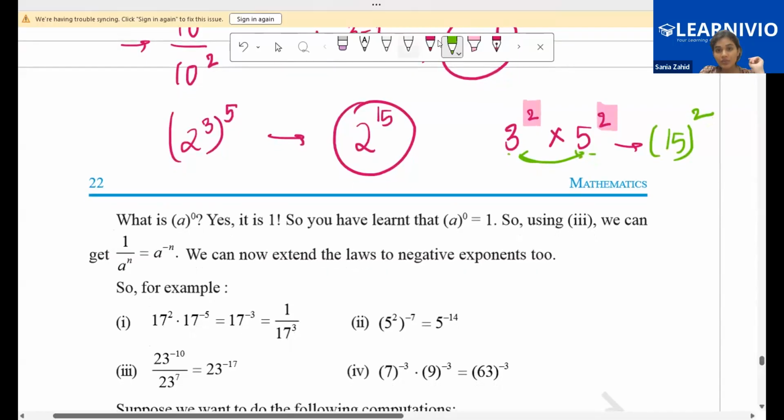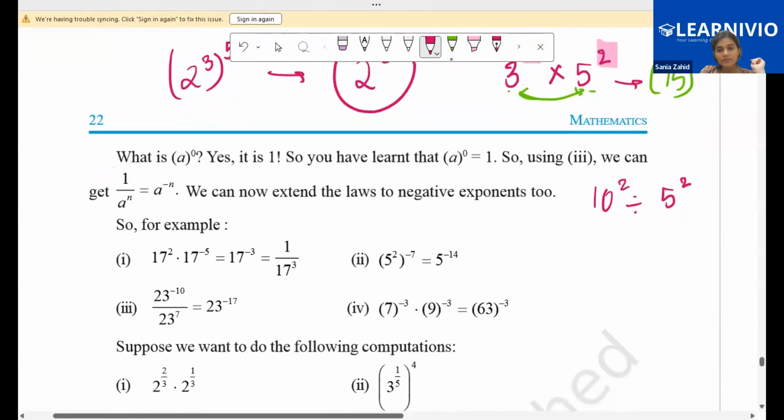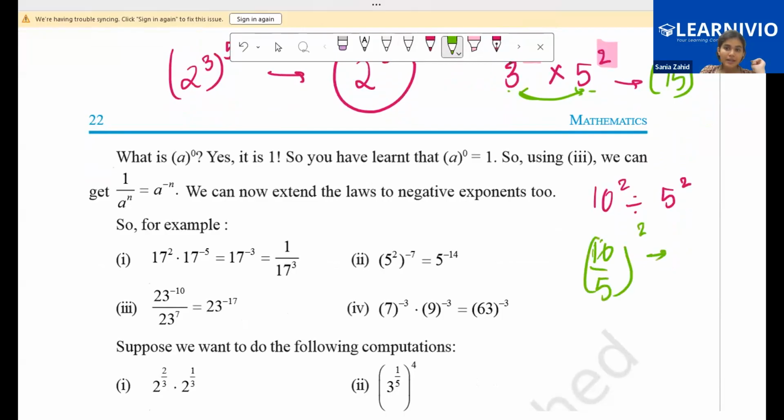Okay, what if I have a situation like this: 10 to the power 2 divided by 5 to the power 2? So what will I do? Can anybody guess? I have different bases, same power. So I should do something with the base, right? So 10 divided by 5 and the power remains the same. 10 divided by 5 is 2. 2 to the power 2 is your answer.